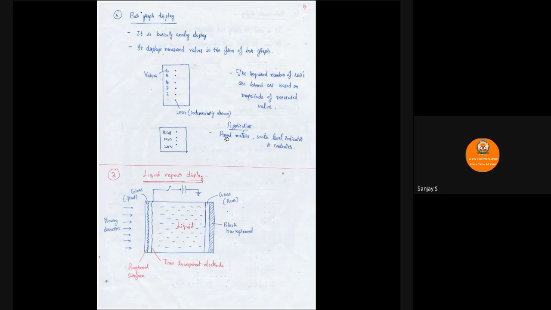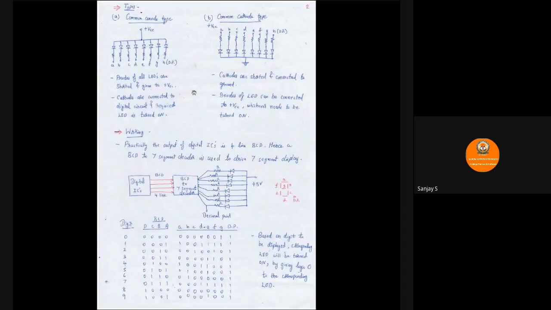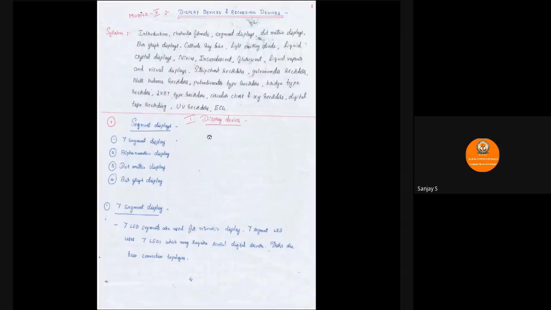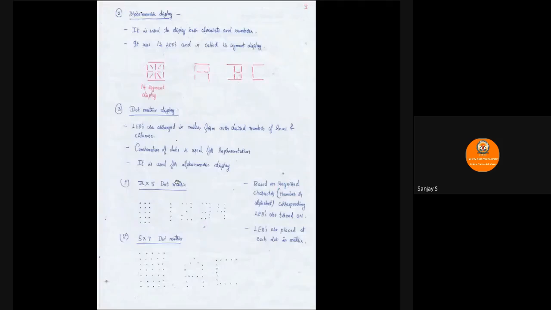So the basic application is panel meter, water level indicator, and water level controller. You can see high, middle, low. Corresponding LED will turn on based on the input from the sensor. So this is called as bar graph display. So these are the different display devices we have under segment displays: 7-segment, alphanumeric, dot matrix, and then bar graph display.